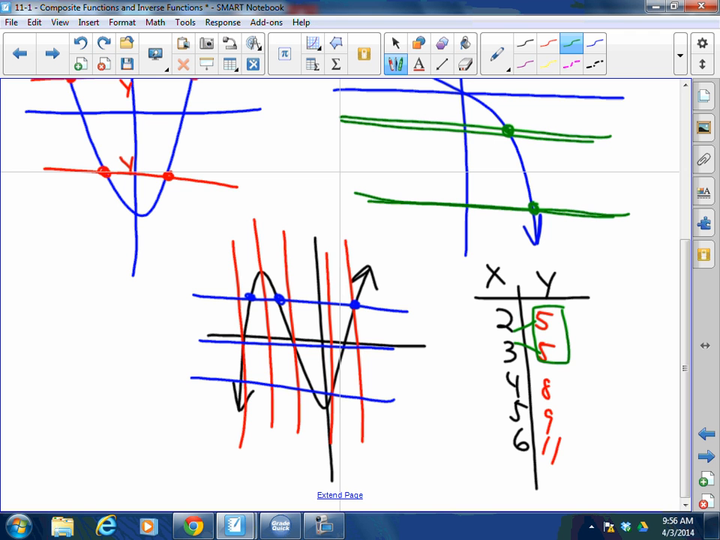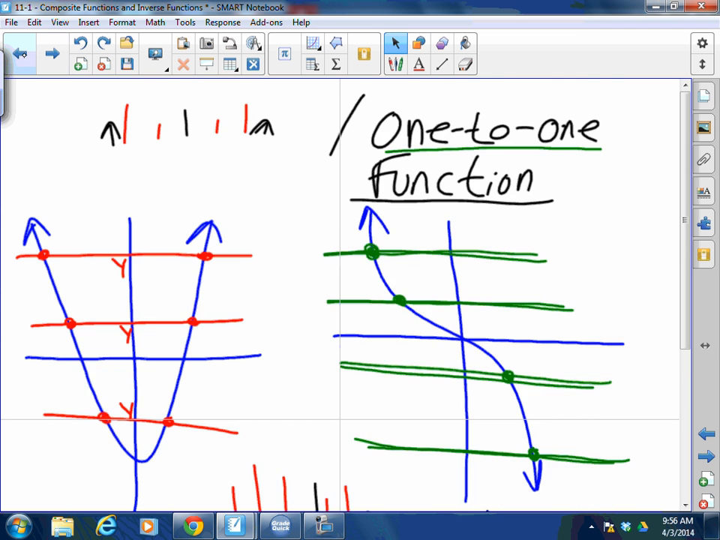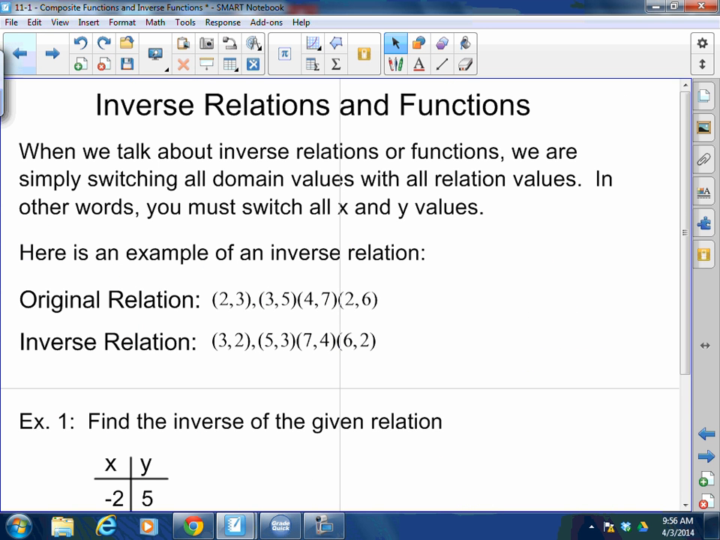Okay. Now, why do we even learn this? Because what we did here is we went from a vertical line test to a horizontal line test. This is the beginnings of what's called an inverse function. When we talk about an inverse relation or function, we are simply switching all of the domain values, all of the x values, with all of the range values, all of the y values. In other words, you must switch all x's and y's.